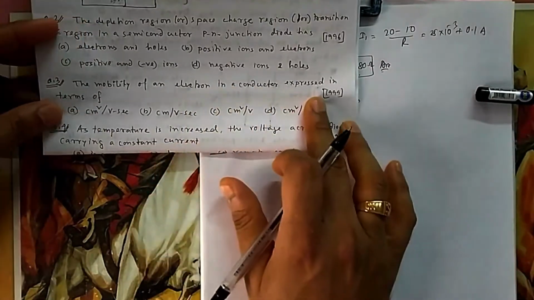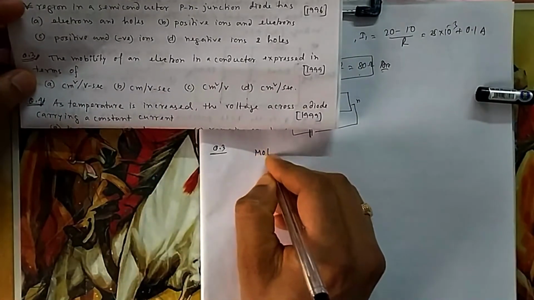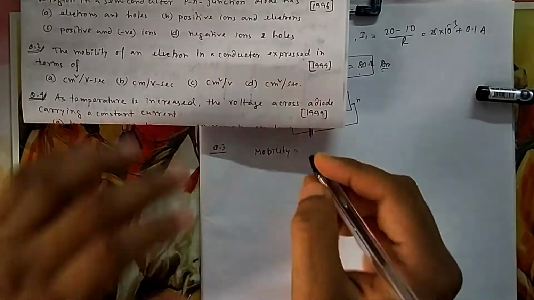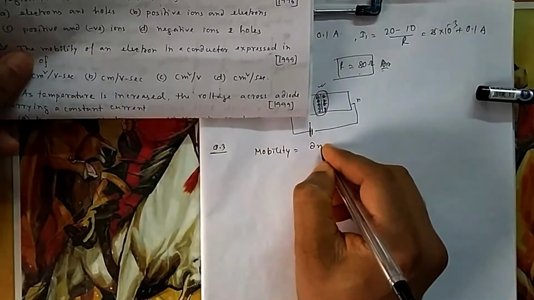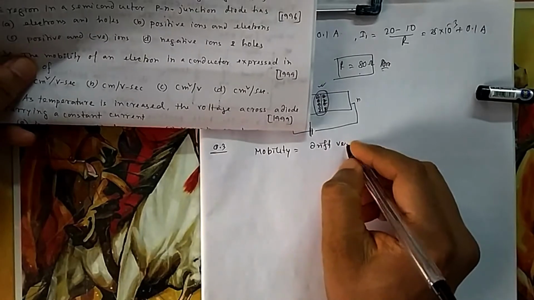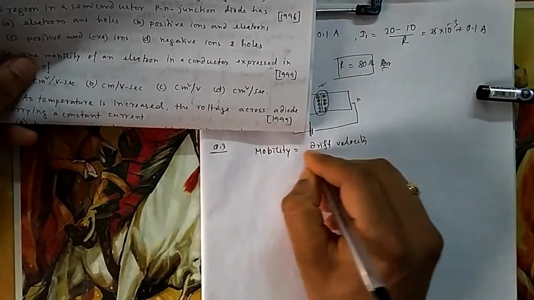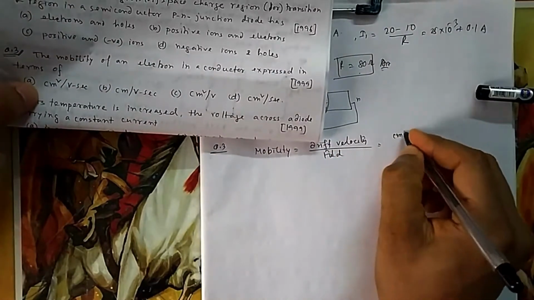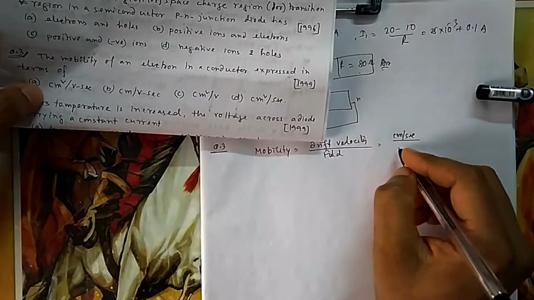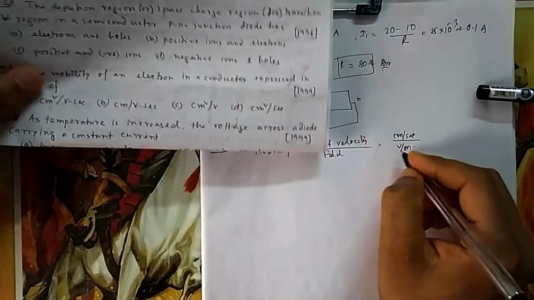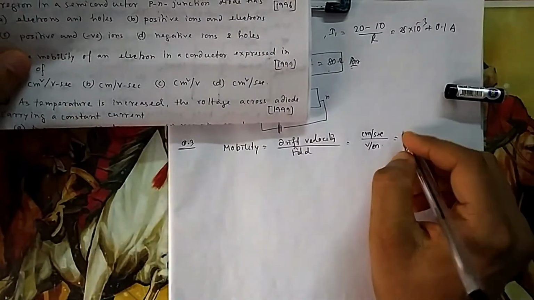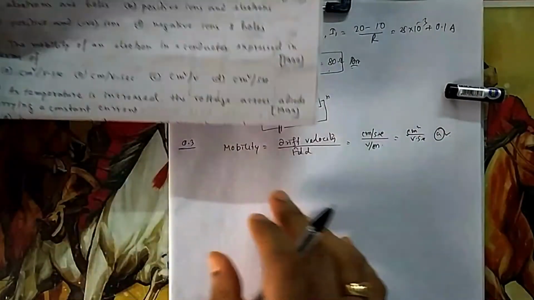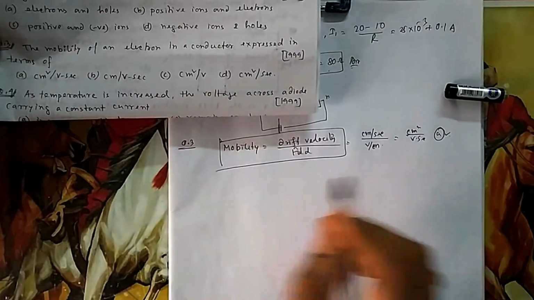The next question: the mobility of an electron in a conductor is expressed in what units? Now what is the mobility formula? I think in basic electronics you will find this one. Mobility is drift velocity divided by electric field strength. Drift velocity, because it is velocity, is written in centimeter per second. And field strength is voltage per meter or voltage per centimeter. So you can see it is centimeter square per volt second. That is your option A. So remember this formula: mobility is drift velocity divided by field.